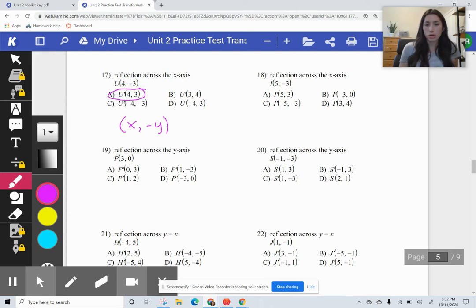I'll let you try number 18. This rule is the same for that.